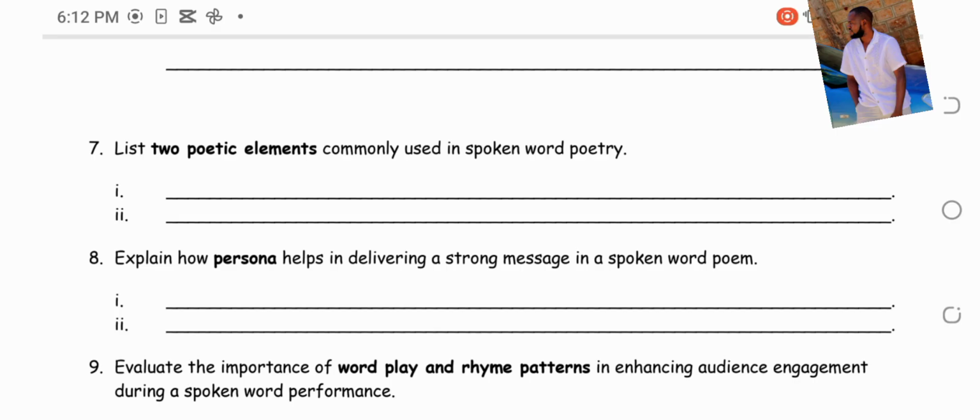Then number 8, explain how persona helps in delivering strong message in spoken word. This persona can create identity of the character and also strengthens the message through varying of the voices. Or maybe bring out vivid description in the writing.